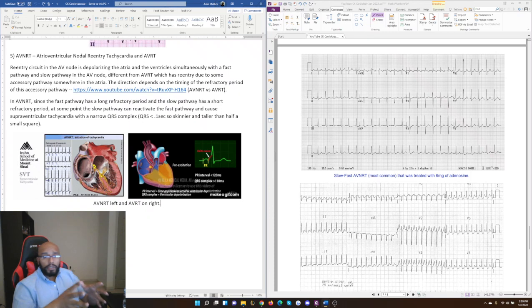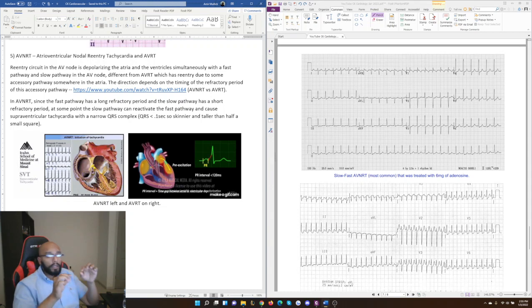Then they give you an ECG, and the ECG will look something like this. Then they ask you what's the most likely cause of her symptoms, what's happening. And the correct answer choice here will be two distinct conduction pathways within the AV node. A fast pathway with a slow refractory period, and then a slow pathway with a fast refractory period.